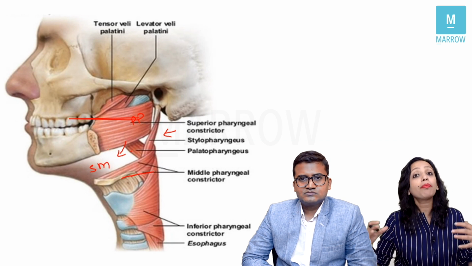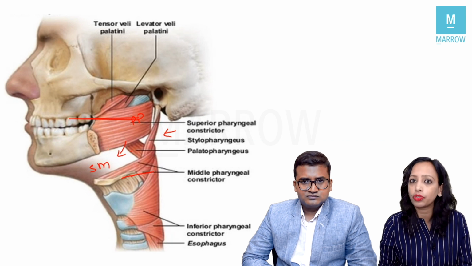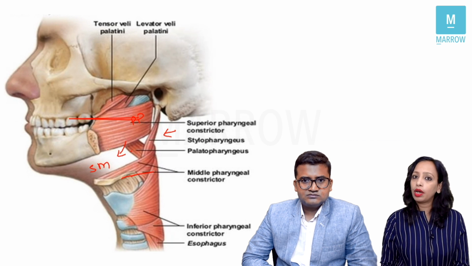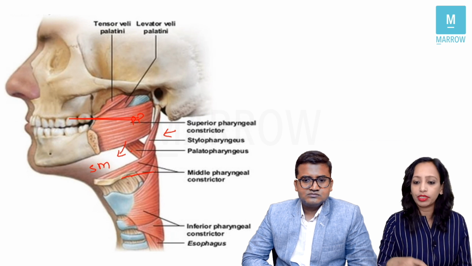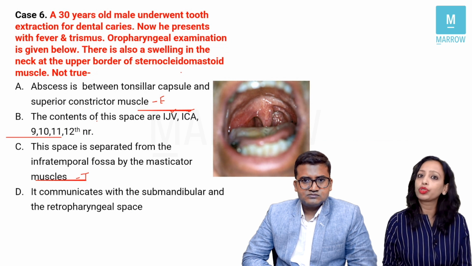And any infection from these areas, also retropharyngeal or submandibular, can very easily come into the parapharyngeal space. So yes, it communicates with all these spaces. So the last choice is also a true choice.